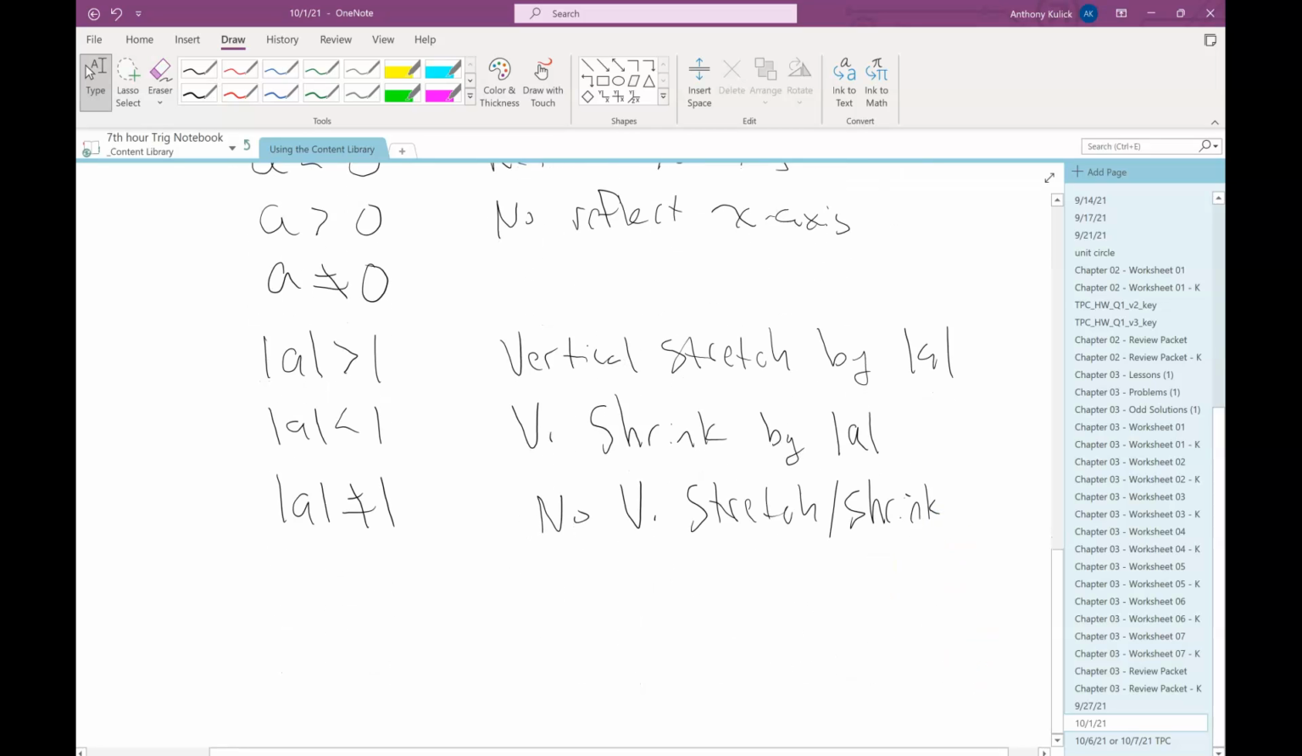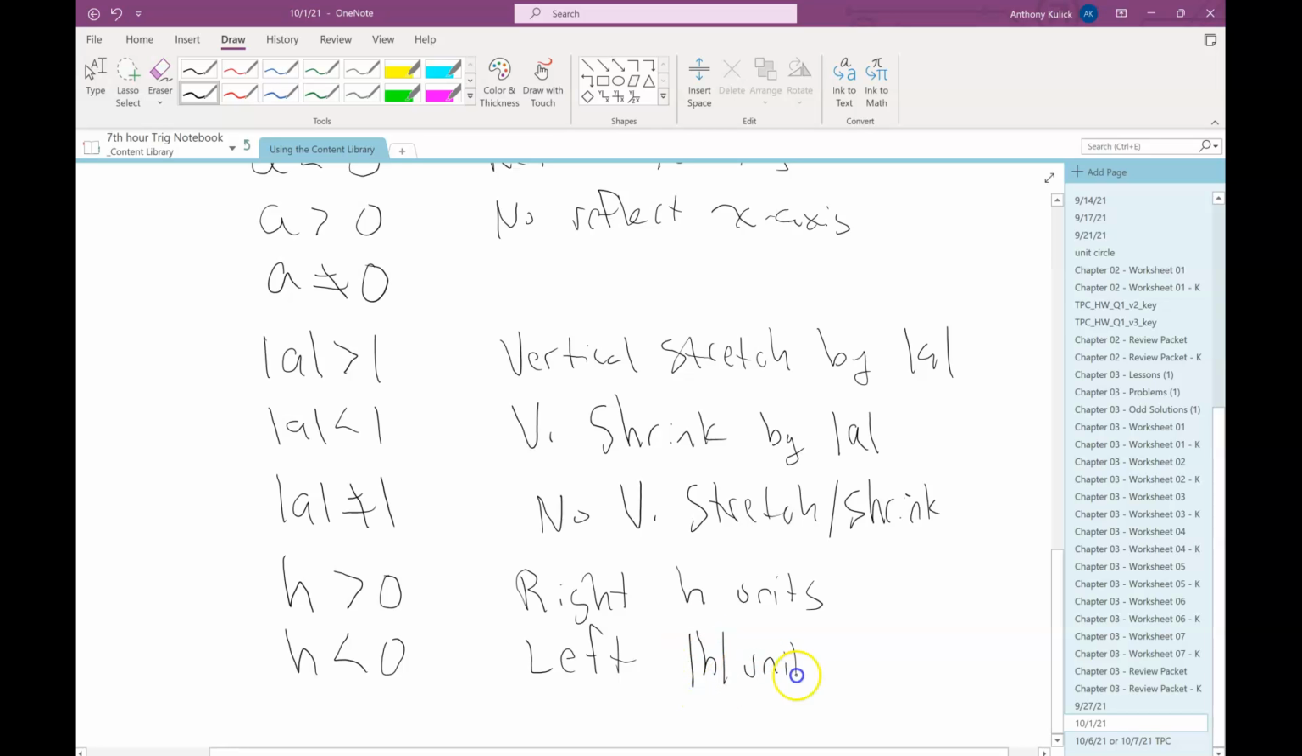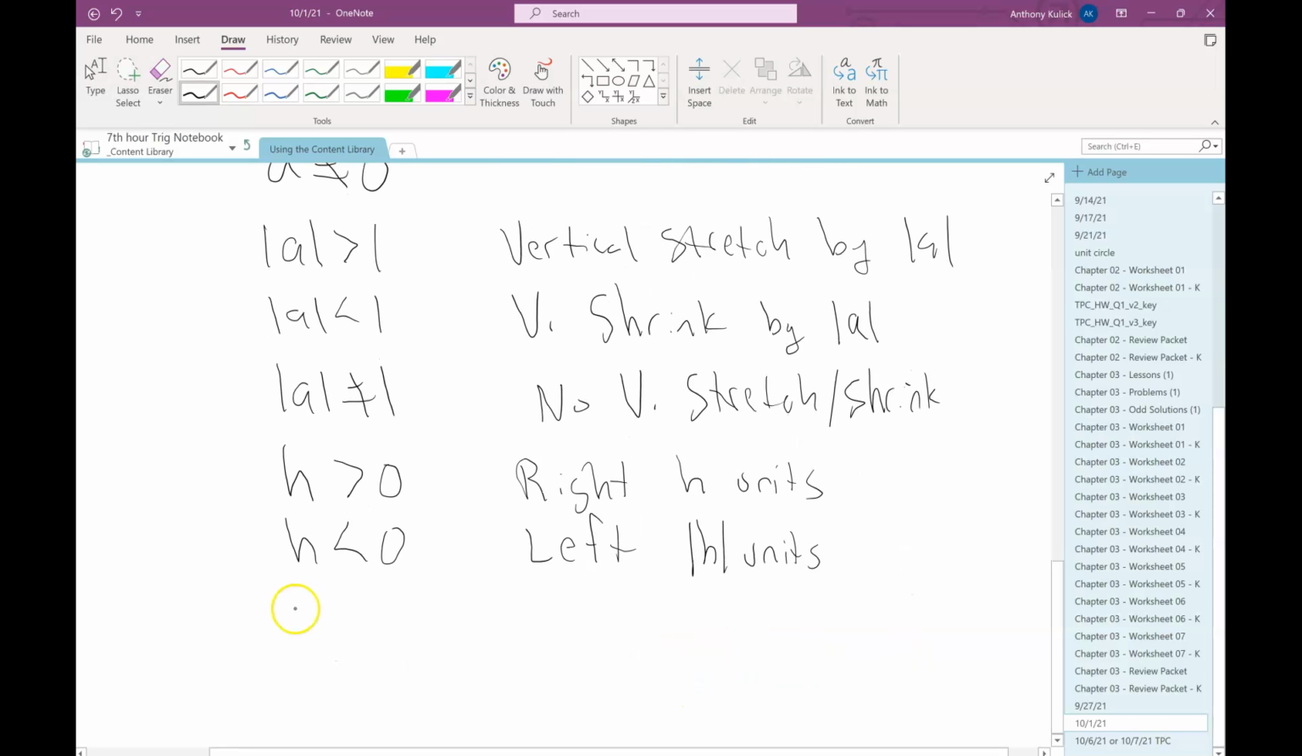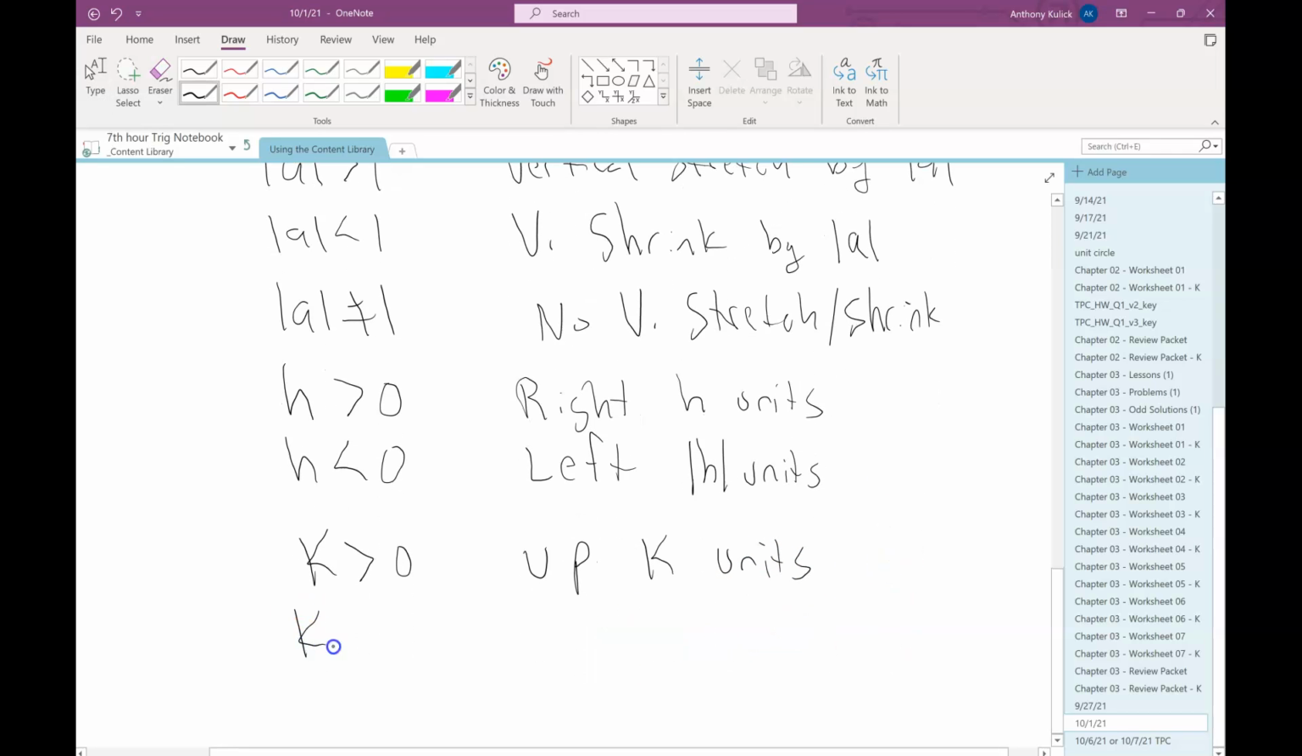The H and K control the translations. So if H is positive, we're going to go right H units. And if H is negative, we're going to go left H units. And if K is positive, we're going to go up K units. And if K is negative, we're going to go down K units.